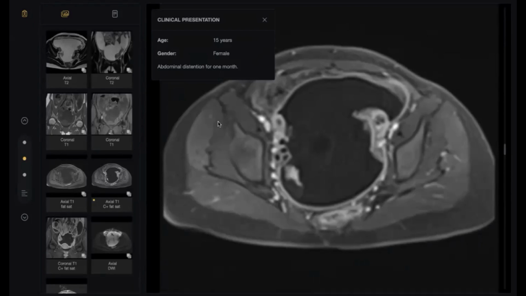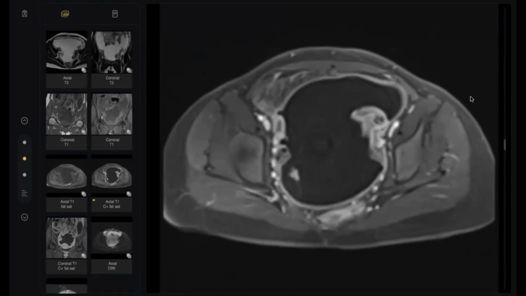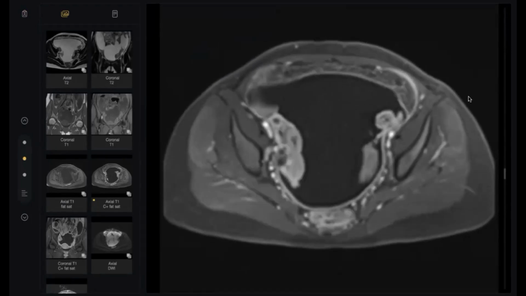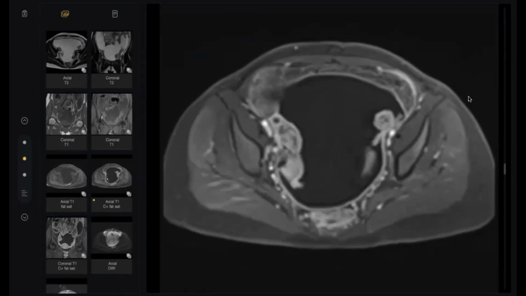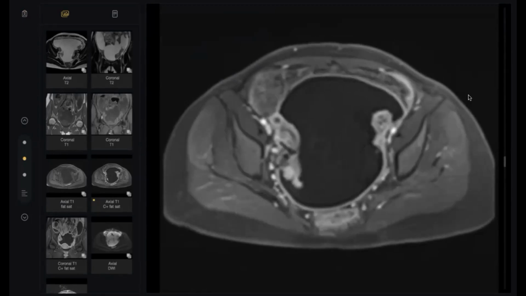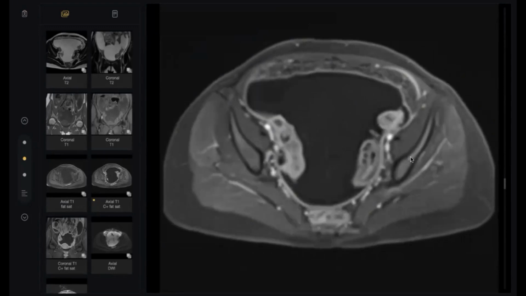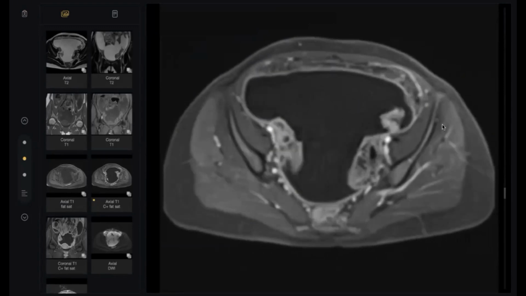A 15-year-old female patient presented with abdominal distension for 1 month. I am presented with the MRI of the abdomen of a patient presented with abdominal distension for 1 month.